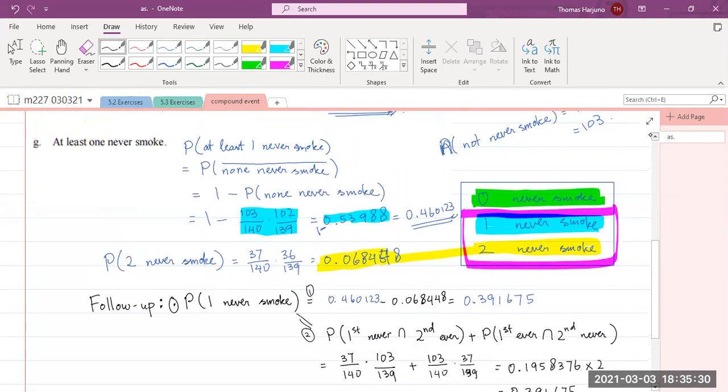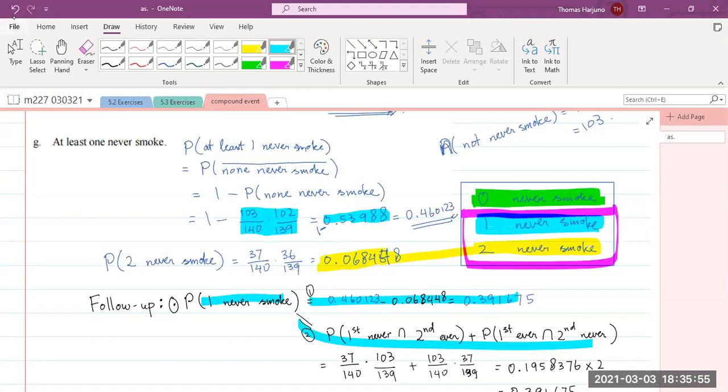Now the thing is, the method that I did here to compute this, one never smoked, the first method and the second method, is basically not doable if I need to select 3 people instead. Then the case will be a lot harder. Let's try that question.